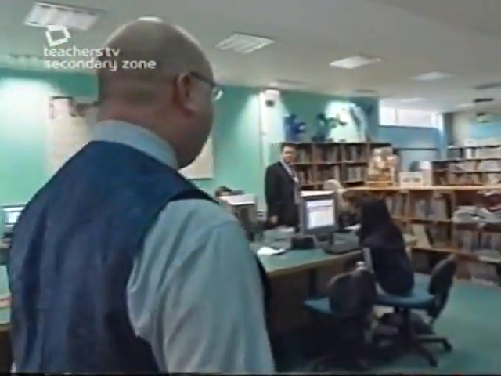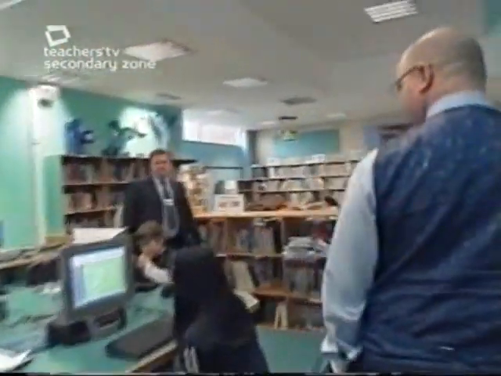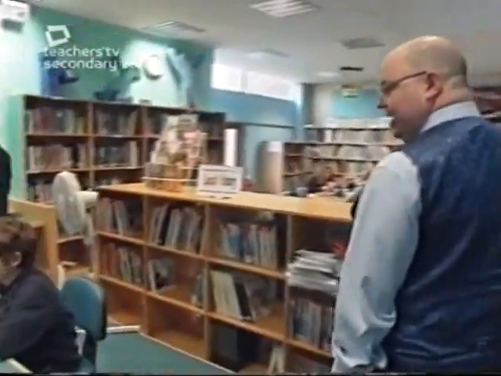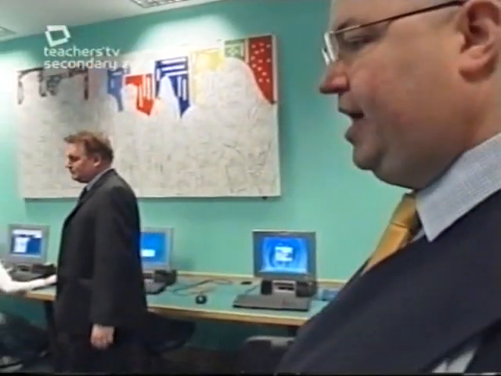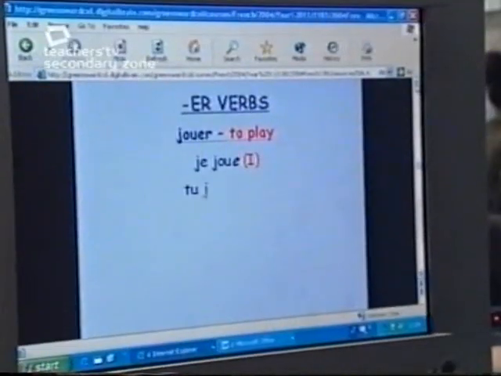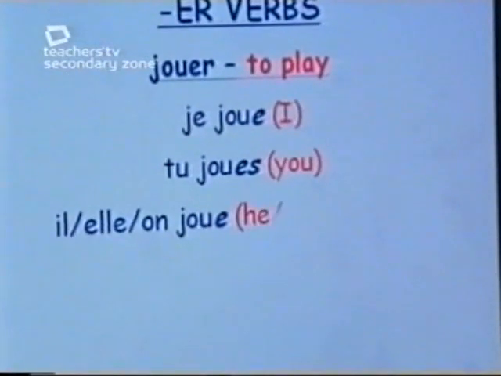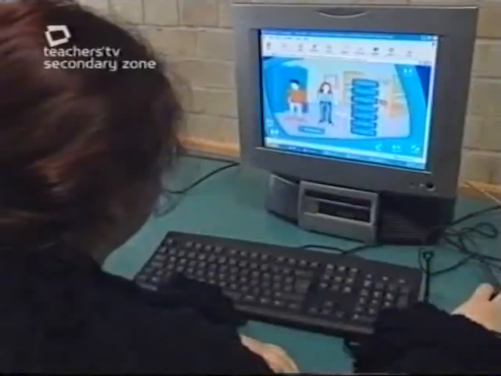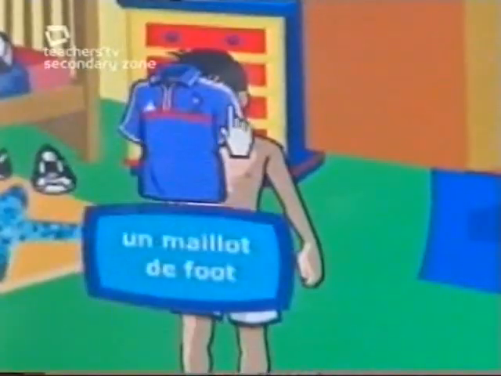Okay, so this is an area where we have access to the internet, and this is a French lesson going on here, and over here we have Mr. Cami. Mr. Cami is director of Key Stage 4. And students are using our online curriculum, which is housed by a company called Digital Brain. And what they're doing here is basically a group of fun exercises on vocabulary, some aspects of grammar, and hopefully this will have gains in their learning.